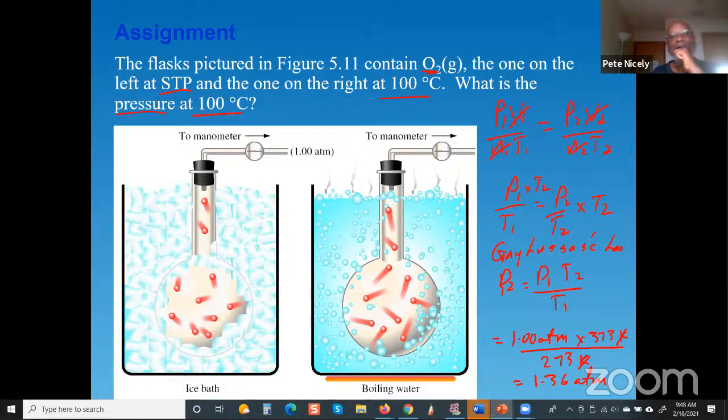Okay. Any questions about this one? Any questions about this example?